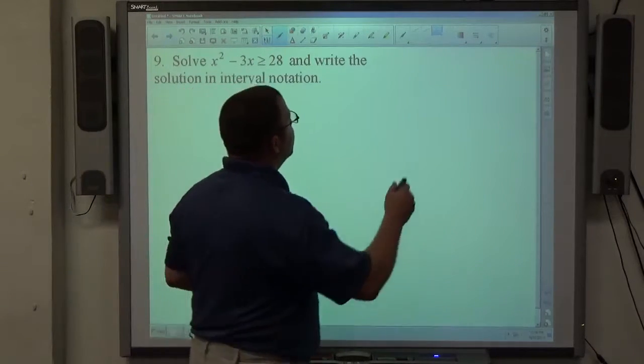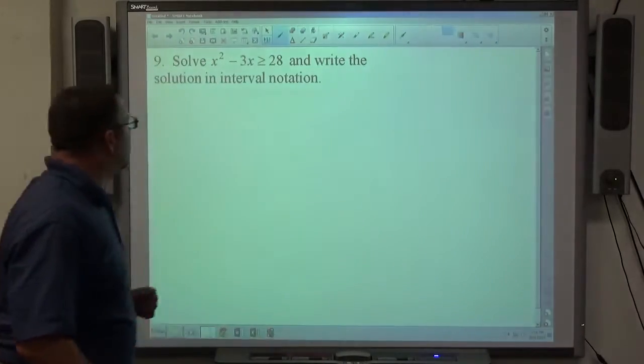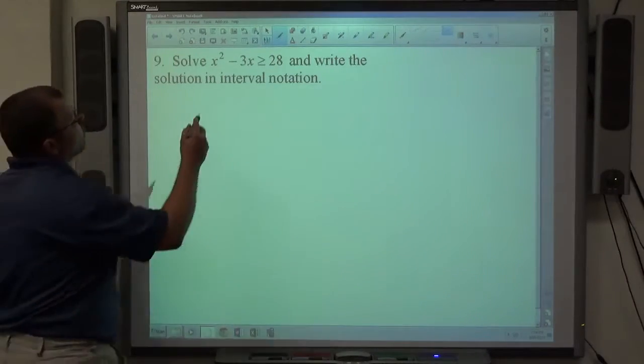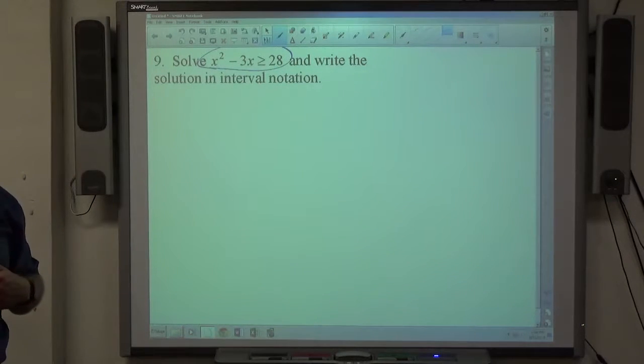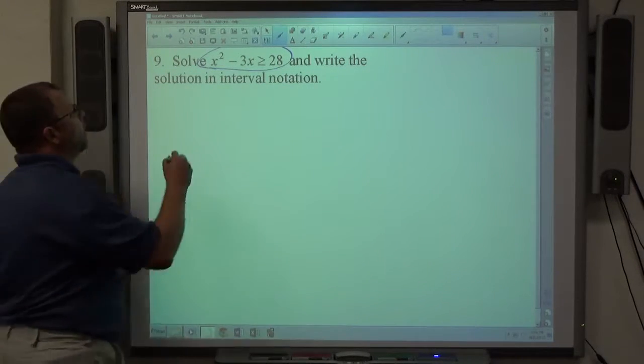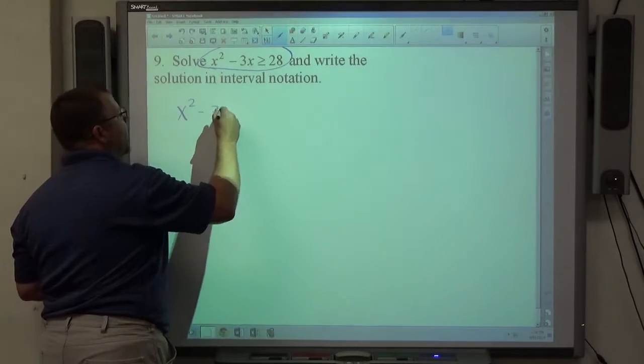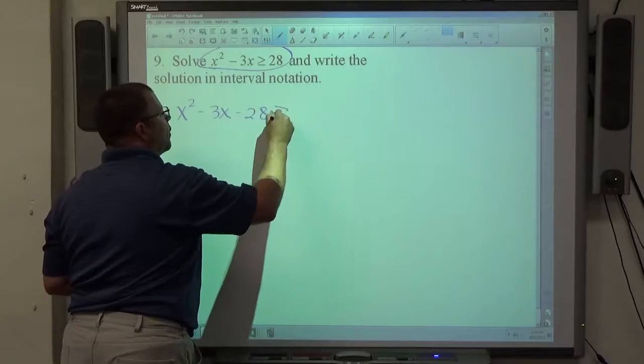Number 9, this is a quadratic inequality. First step of quadratic inequality is get the quadratic expression on one side, inequality symbol followed by 0. So x squared minus 3x minus 28 is greater than or equal to 0.